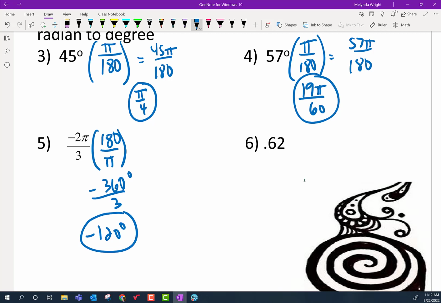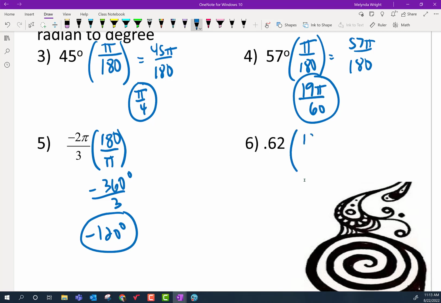Number 6 is a bit tricky. It doesn't look like a radian. There's no pi, but it actually is a radian because there's no degree symbol. That's what is really important for us to recognize, that if we forget to put the degree symbol, then basically you're telling me that it's a radian. Okay, so just be aware, this really is radian because there's no degree.